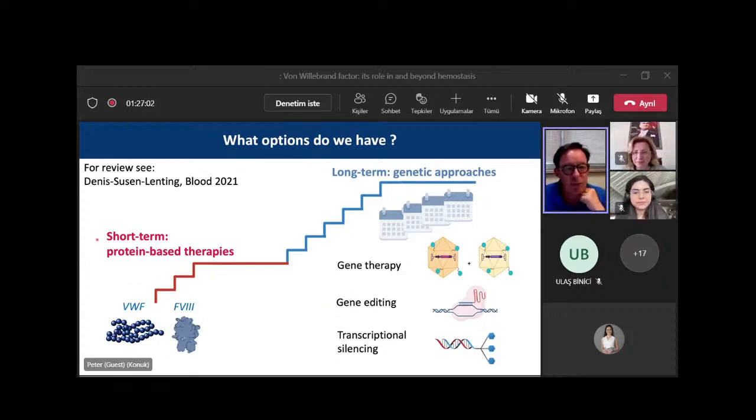So you can think of short-term type of treatments, which probably are mostly protein-based, but there is also now an aptamer that looks promising, where you specifically look for VWF or factor VIII. And in the long term, you can look at genetic approaches like gene therapy, gene editing, or transcriptional silencing. Well, I will not have the time to discuss all these different options. So if you want to learn more about this, then I really refer you to this review, where each of these different approaches are being discussed in detail.